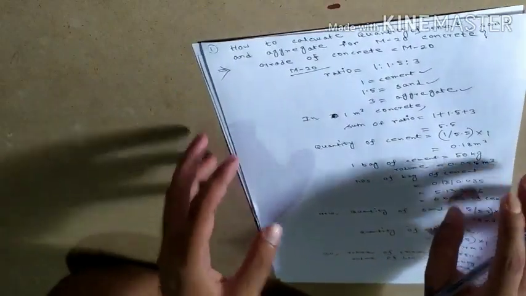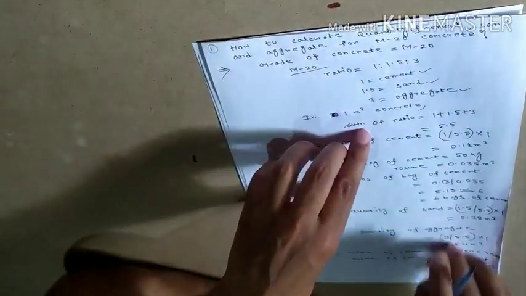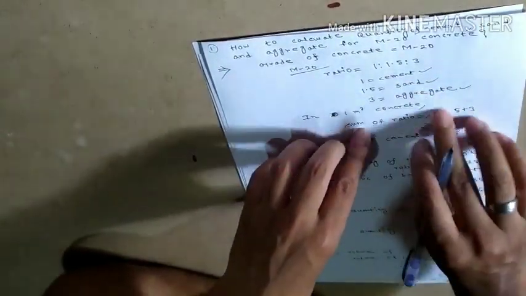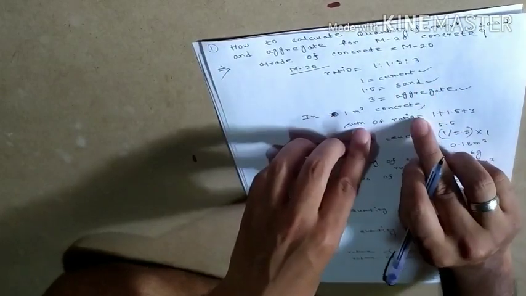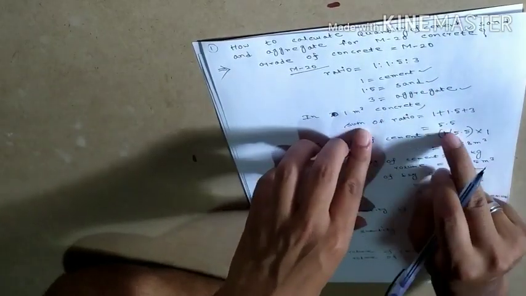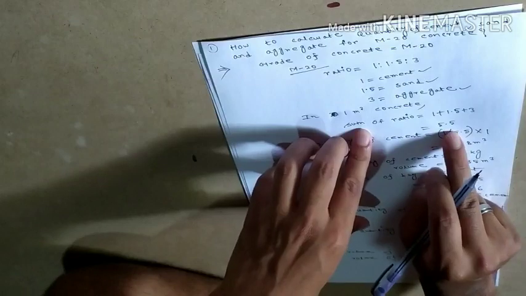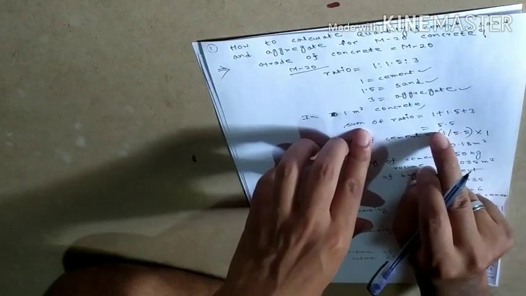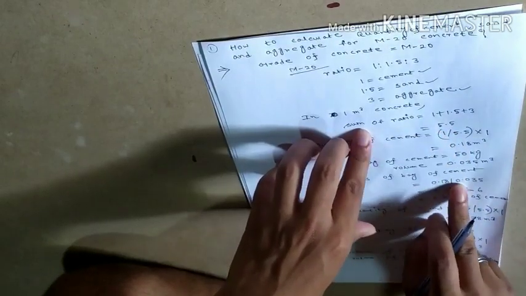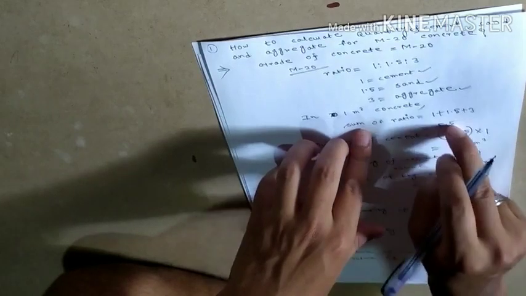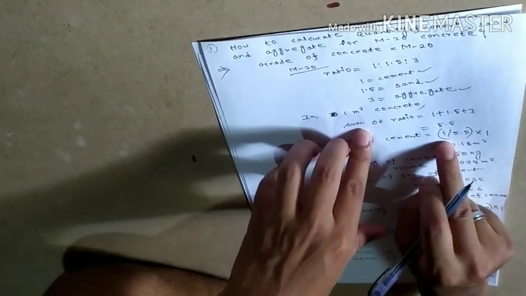If I use this method, I will be able to solve M5, M7.5, M10, M15, M20, M25 and M30, M35 concrete mixes.